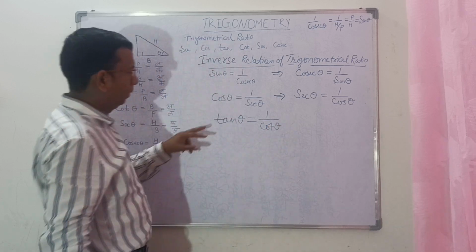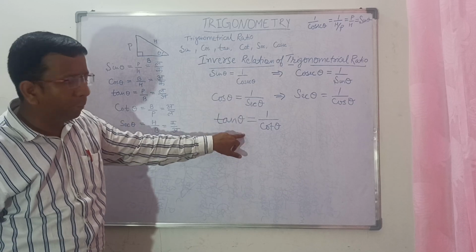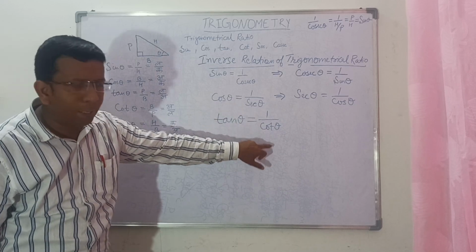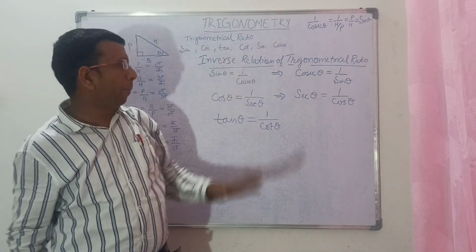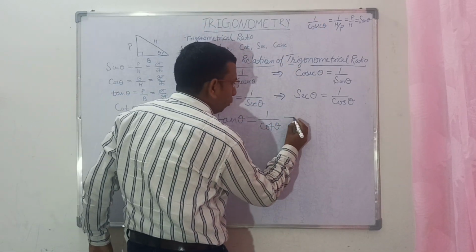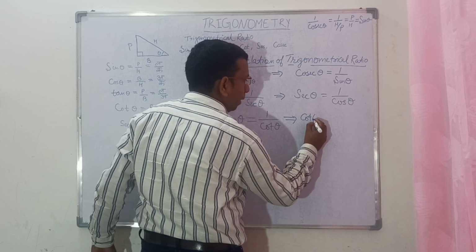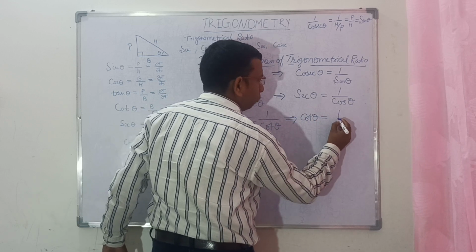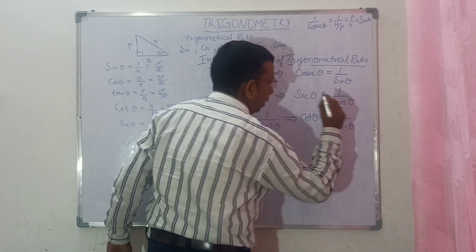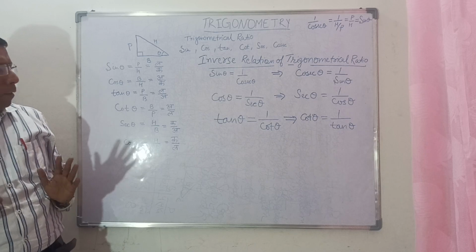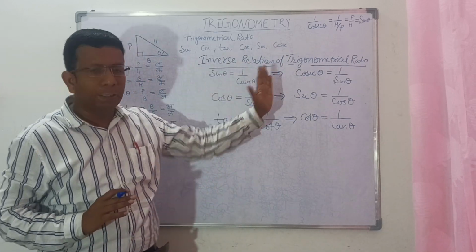Want to check? That is perpendicular upon base. That will be 1 by base upon perpendicular. Converting it, we may also write here cot theta is equal to 1 by tan theta. I hope that you will well understand that these are the inverse relations.